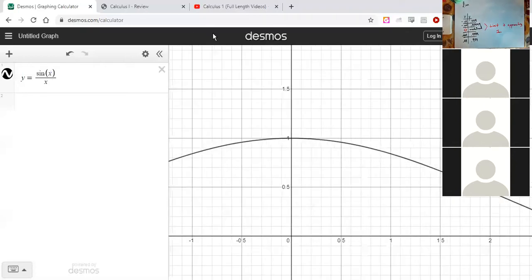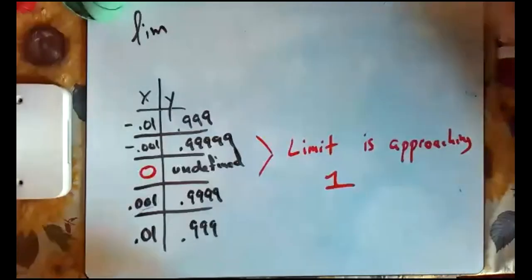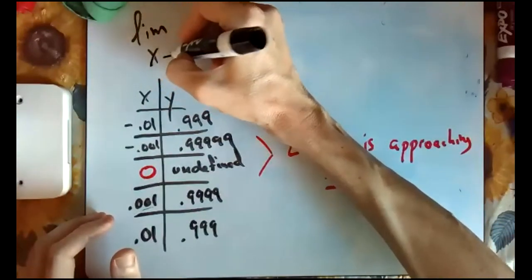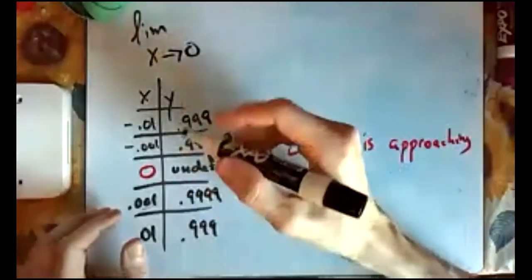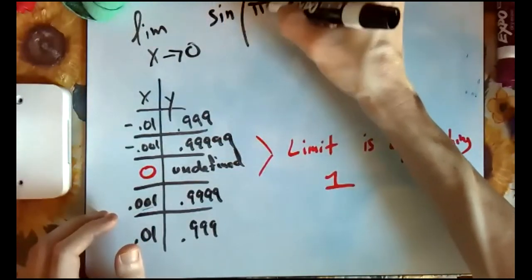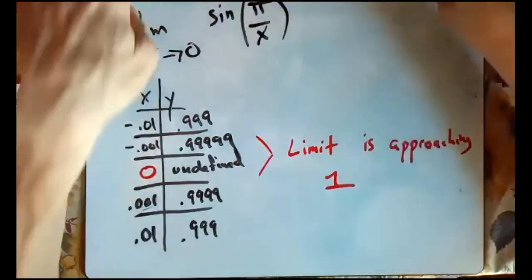Now, what if we take a look at the limit as x approaches 0 of sine of pi over x?